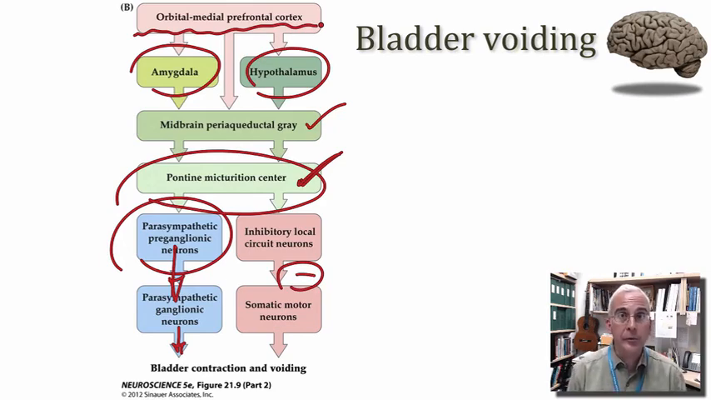In some parts of the world, it's perfectly fine to void urine in public and to do so without embarrassment, without shame. In other cultures, in other societies, one would not think of voiding urine in public. So one can appreciate, I think, that there is a social dimension to governing the output of this periaqueductal gray in the pontine micturition center. So it's not surprising then that this network in the brainstem should be controlled by parts of the limbic forebrain that are involved in social cognition.